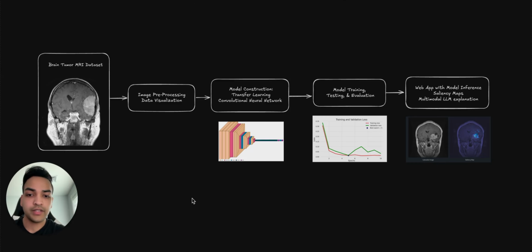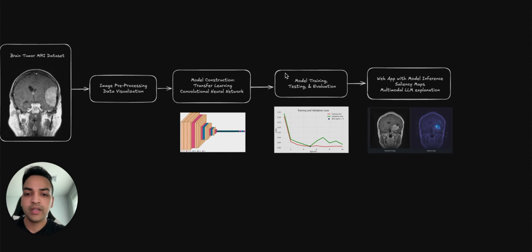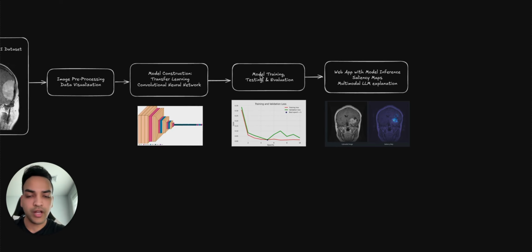So to summarize, here's the project architecture. We start off with a brain MRI dataset that we will download from Kaggle. Then we will pre-process the images to get them ready to be fed to our neural networks. Then we will construct our models, one using transfer learning and one using our convolutional neural network. This is actually a visualization of the model's architecture. Then we will train and evaluate our models based on their accuracy, and we will display a plot of their training and validation loss, as well as other metrics that are key in training these models.